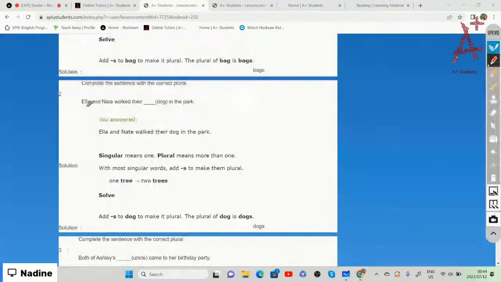Ella and Nate walked their dog in the park. We need to change that word dog to make it plural, right? So which means that we have one dog. So the word dog is singular and the plural of dog is dogs by just adding the S. So Ella and Nate walked their dogs in the park.